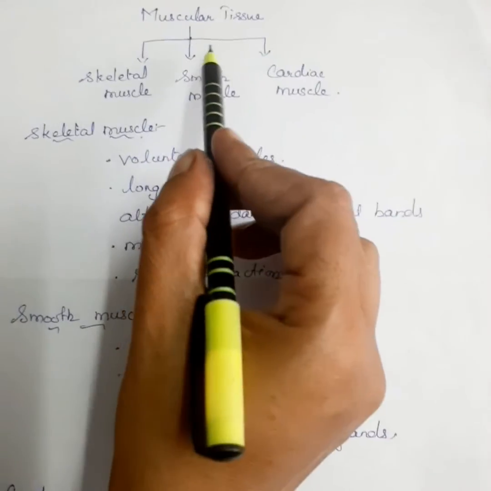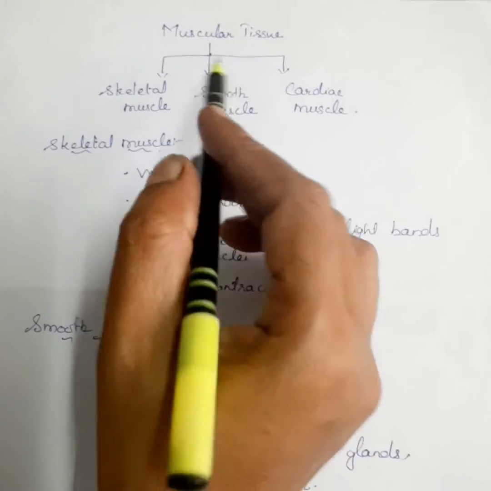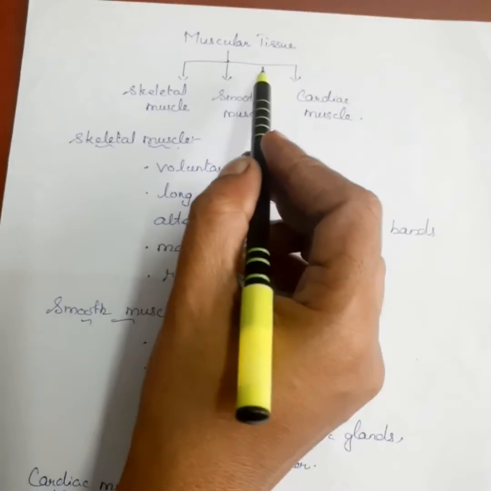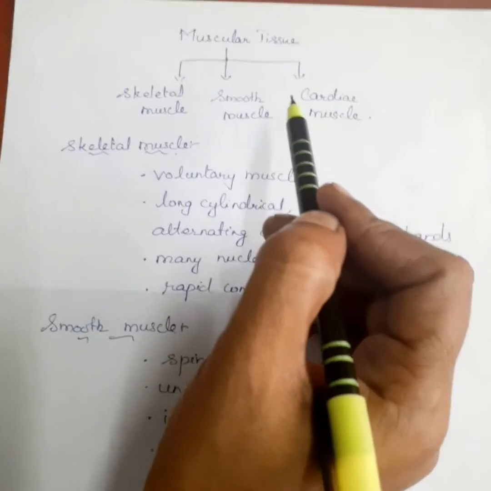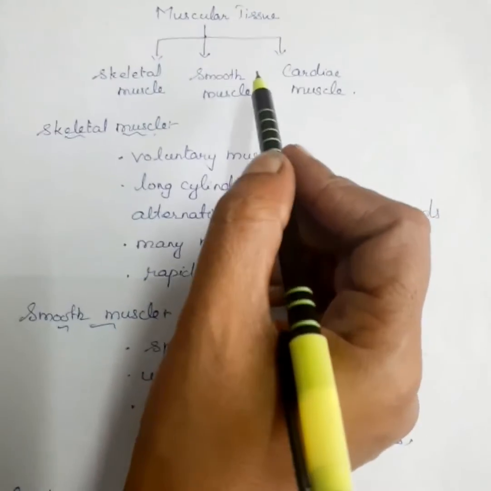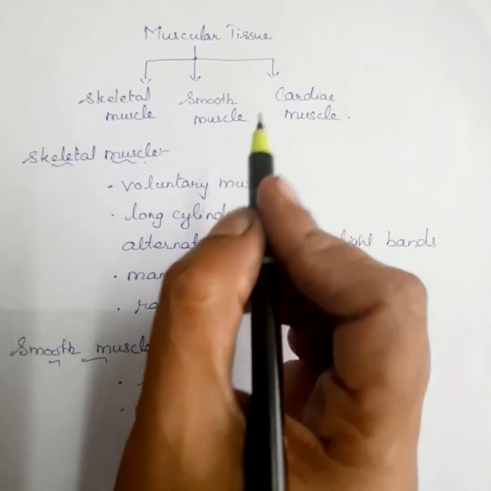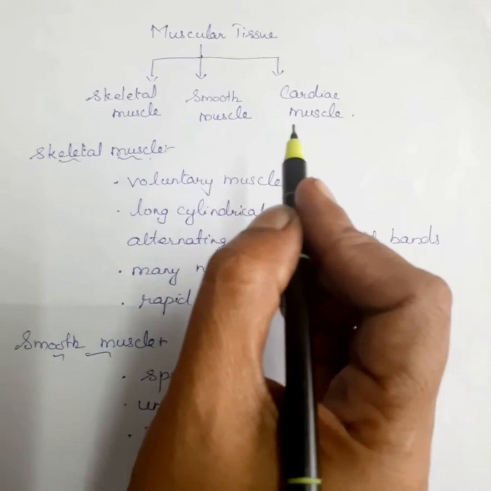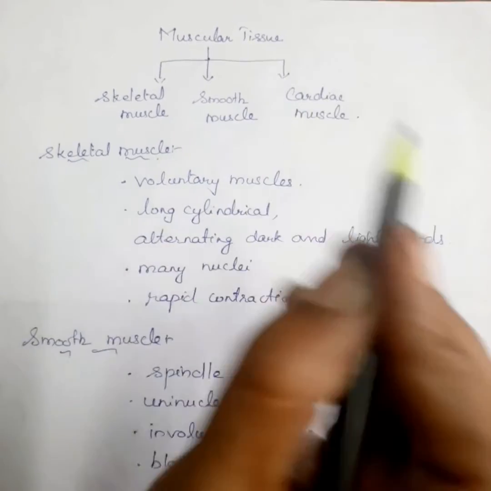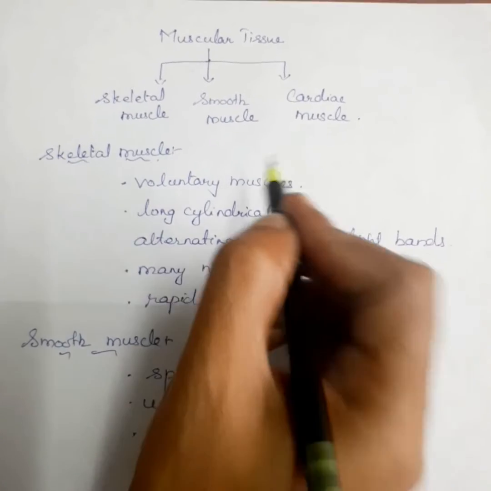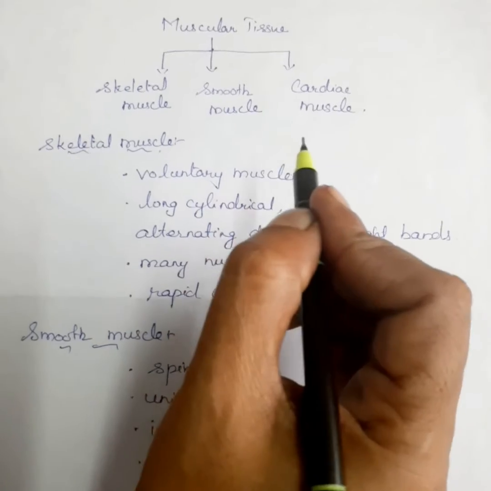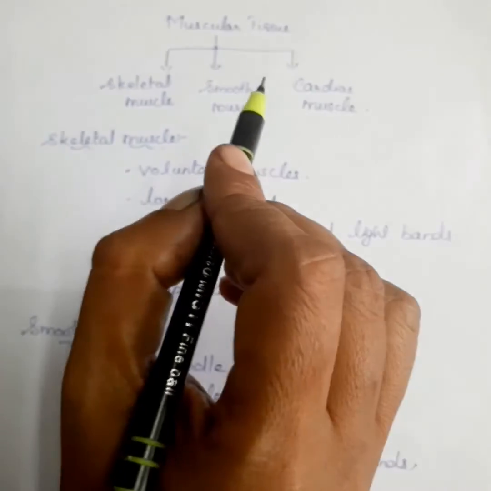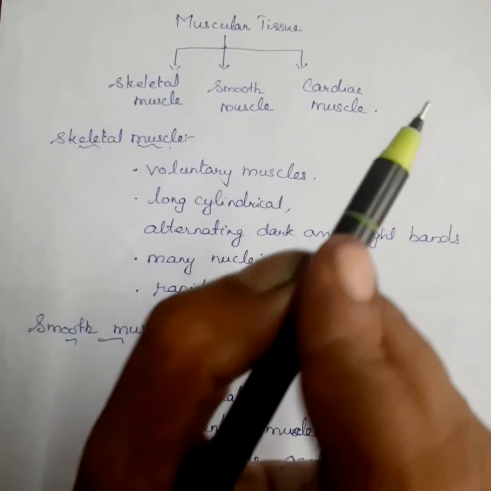Next, we are going to learn about a very important topic, muscular tissue. Muscular tissue is elastic in nature. The muscles provide movement of our body. The muscles are made up of long cylindrical fibers. The muscle fibers are arranged in bundles, so each muscle is made up of many long cylindrical fibers arranged parallel to one another.